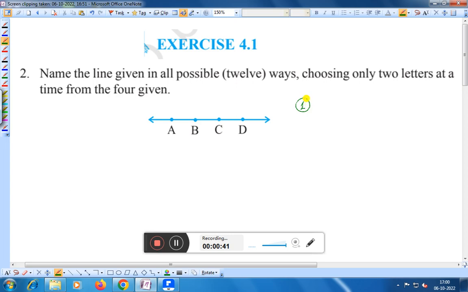Right? First one is starting from A. We can write AB is a line. Line means you have to give arrow on both sides, right? And you can represent here like this, that is AB.